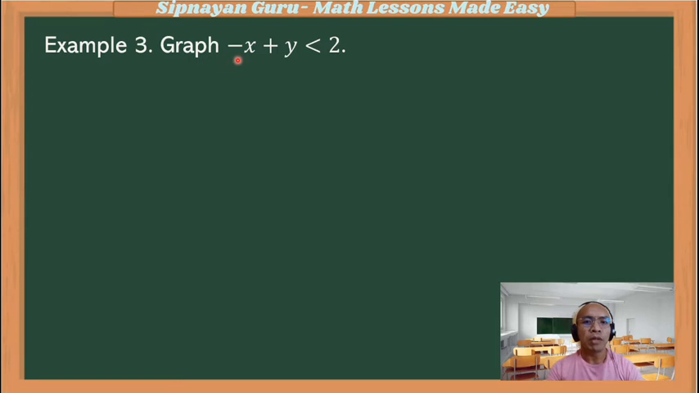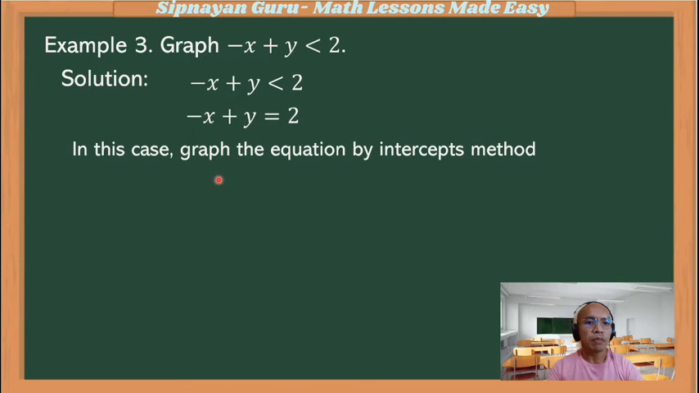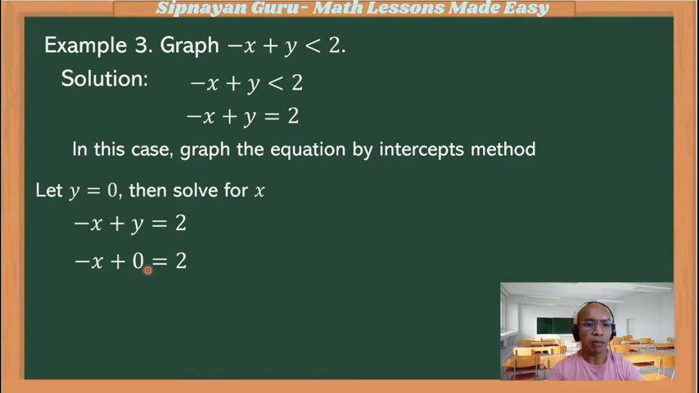Let's graph example number 3, -x + y < 2. So change this one into an equation. Graph this one using the intercept method. So let y be equal to 0 and solve for x. So -x + 0 is equal to 2. So this is -x is equal to 2. The coefficient must be positive 1, so divide both sides by -1. So our x is 2 divided by -1, which is -2. This will give us the coordinate of the x-intercept, (-2, 0).